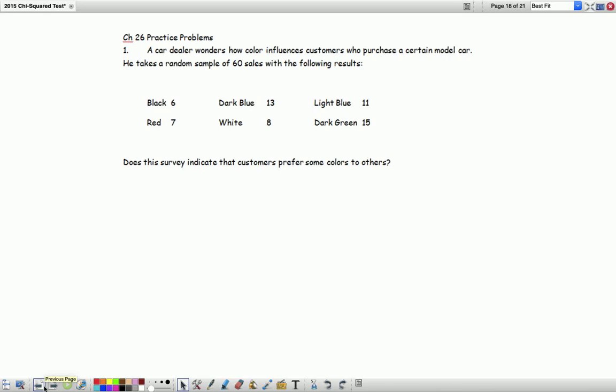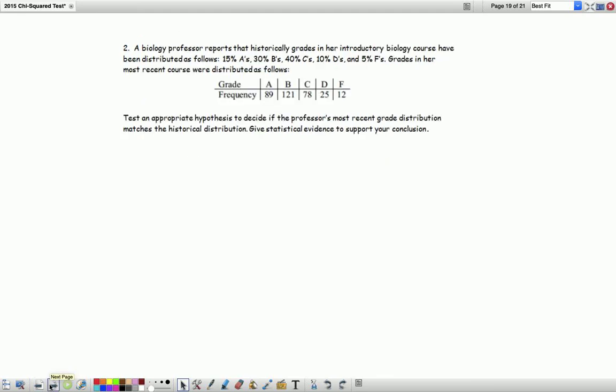Okay, so 2 practice problems. Get from the sub. So here's the first one. A car dealer takes a random sample of 60. Does it indicate that customers prefer some colors to others? So the null is that they don't prefer any, so they should all be the same, evenly distributed. That will be a test of homogeneity. This one's the next one that I believe is on there. They're following this distribution. That's why it's a goodness of fit test. So try those. Check your answers in Google Classroom.